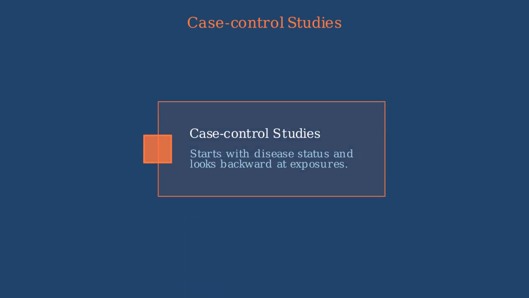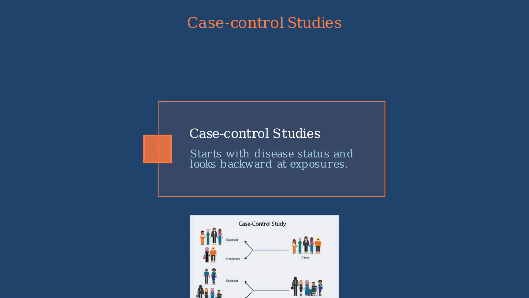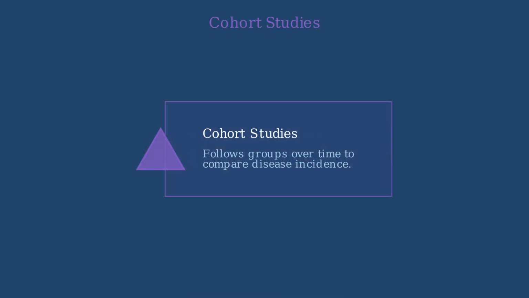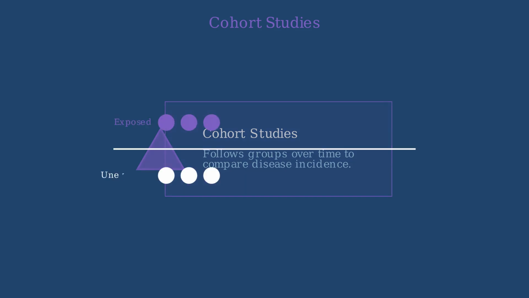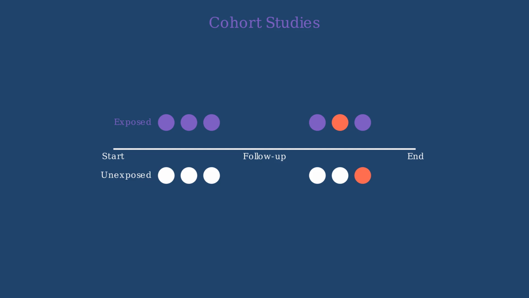Case control studies start with people who have a disease and a comparable group without the disease, then look back to assess past exposures. These studies are efficient for rare diseases or outbreaks, but may be susceptible to recall bias and selection bias. Cohort studies follow groups of individuals with different exposures over time to compare the incidence of health outcomes. These studies establish clear temporality and can calculate incidence rates, but they can be costly and time-consuming.